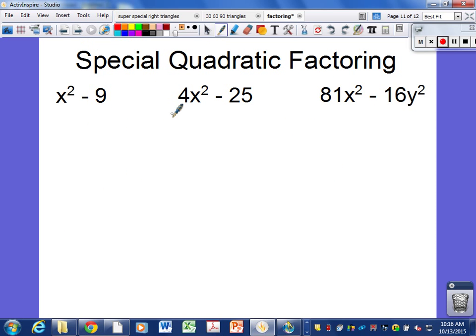So, there are also some special quadratic factoring. These are called difference of squares, and you factor them by square rooting. Okay, so we factor by square rooting. That's how you can tell that you have a special one. Each of these numbers will be perfect squares.